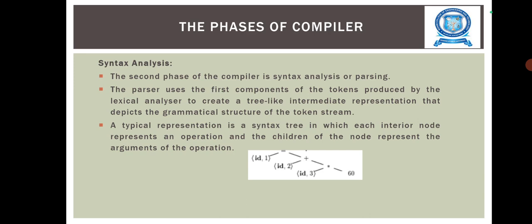Next one is syntax analysis. The second phase of the compiler is syntax analysis or parsing. The parser uses the first components of the tokens produced by the lexical analyzer to create a tree-like intermediate representation that depicts the grammatical structure of the token stream. A typical representation is a syntax tree in which each interior node represents an operation and the children of the node represent the arguments of the operation.